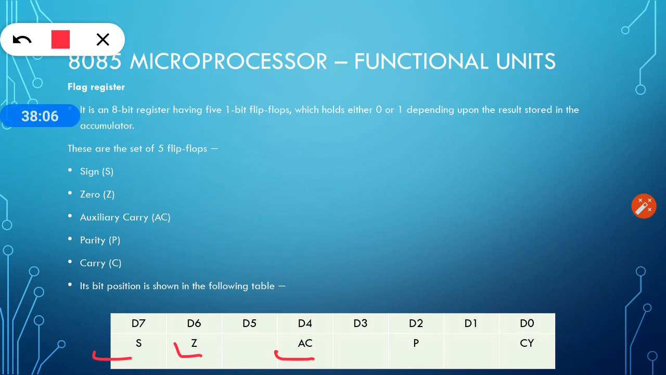And in subtraction, if an auxiliary borrow is generated, it becomes 1. And parity: if the parity is even, that means the number of ones in the 8-bit data is even, then this is 1, otherwise it is 0. And this is the CY bit, that is the carry bit. If the final carry is generated, it becomes 1, or if in subtraction a final borrow is generated, it becomes 1, otherwise it is 0, right?